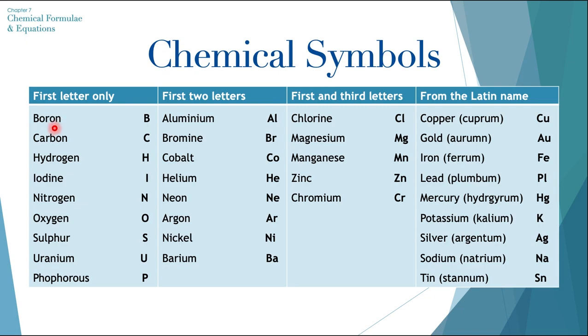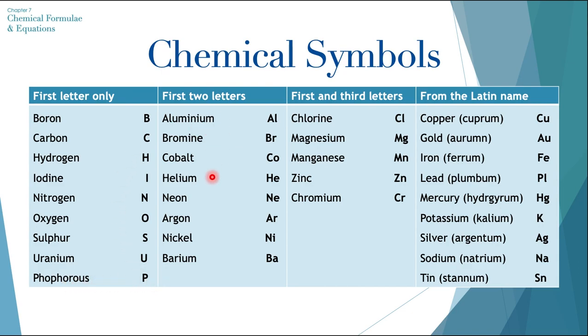Like boron's first letter is B, so its symbol is B, capital B. It's always capital, the first letter is always capital. Carbon is C, hydrogen is H, iodine is I, nitrogen is N, oxygen is O, sulfur is S, uranium is U, and phosphorus is P.